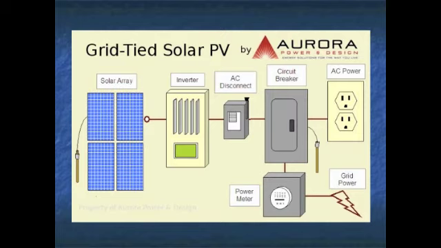In addition, if the power produced by the PV panels exceeds the energy demands of the home, the power meter will spin backwards. This acts as a credit on your utility bill.